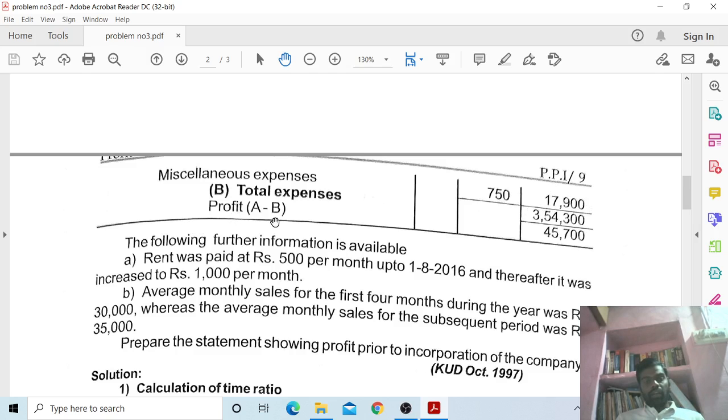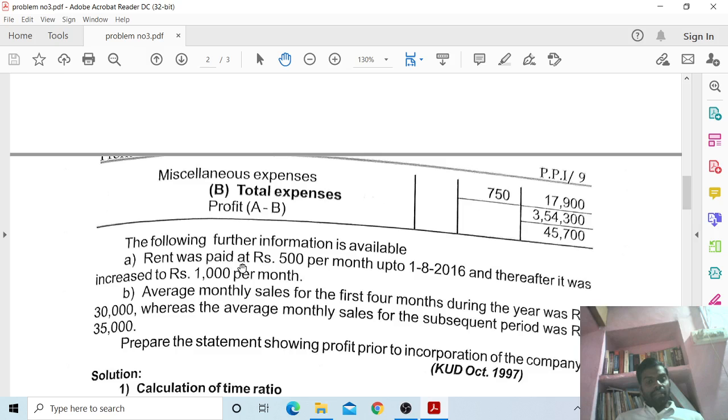Total expenses 3,54,300. So profit, A minus B, is 45,700. Next, adjustments. The following further information is available.